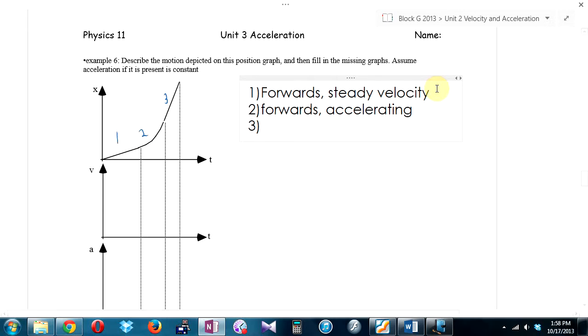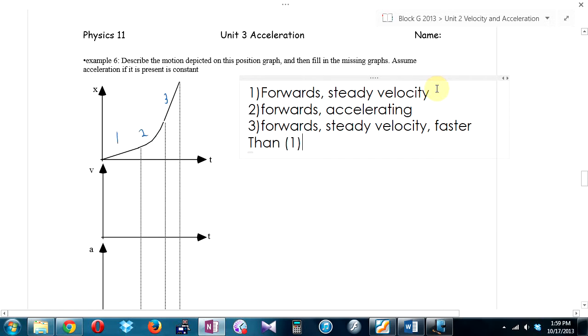Three, direction. Forwards, yeah. What else can I say? Steady velocity. How would you compare 3 and 1? Which one's faster? 3. Oh, so I'm going to go steady velocity, comma, faster than situation 1.